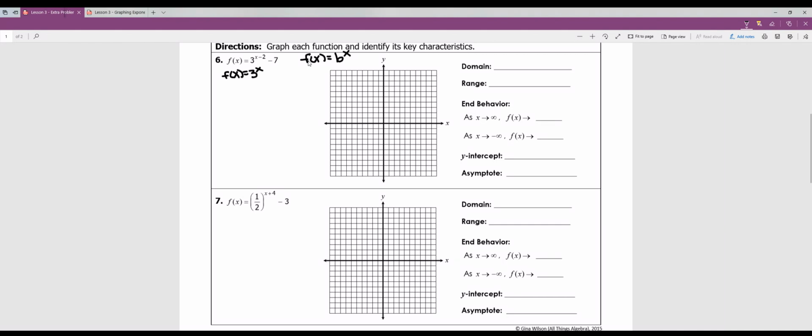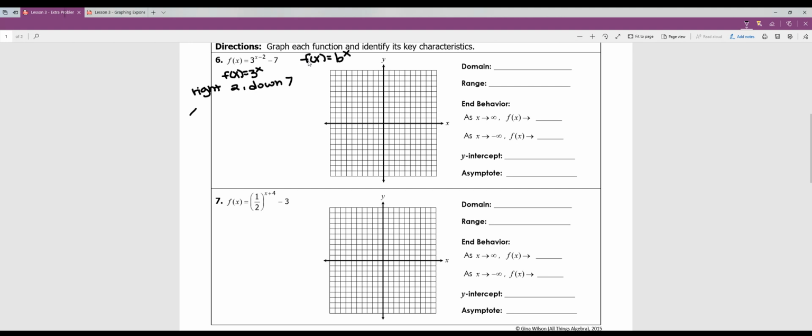So let's look at what's different here and identify our transformations. I have this -2 in my exponent, and that indicates a horizontal shift, and because it's negative, that means it's to the right 2. And then I also have this -7 on the outside, so that's a vertical shift, and because it's negative, that means we're going down. So to the right 2 and down 7. We can do this similarly to how we did the previous one by finding points for the parent function and then just moving them right 2 and down 7.